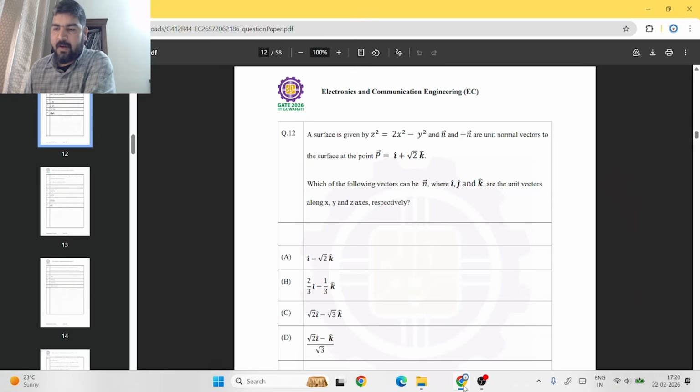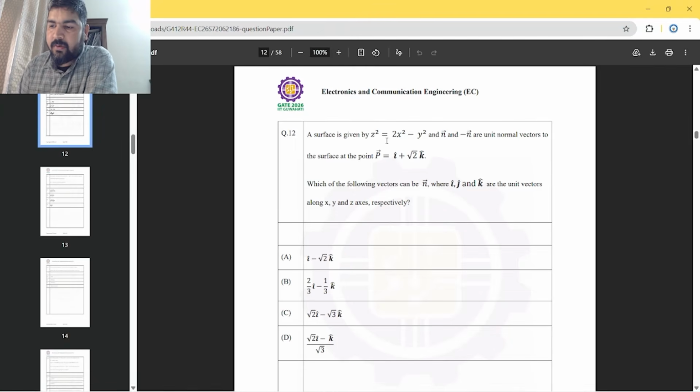Thank you. Now let's move to question number 12. This question is from EMFT. The question says that we have a surface z square equal to 2x square minus y square. On this surface there is a point P, and at this point P we need to find the normal unit vector. Now how to find this normal unit vector?